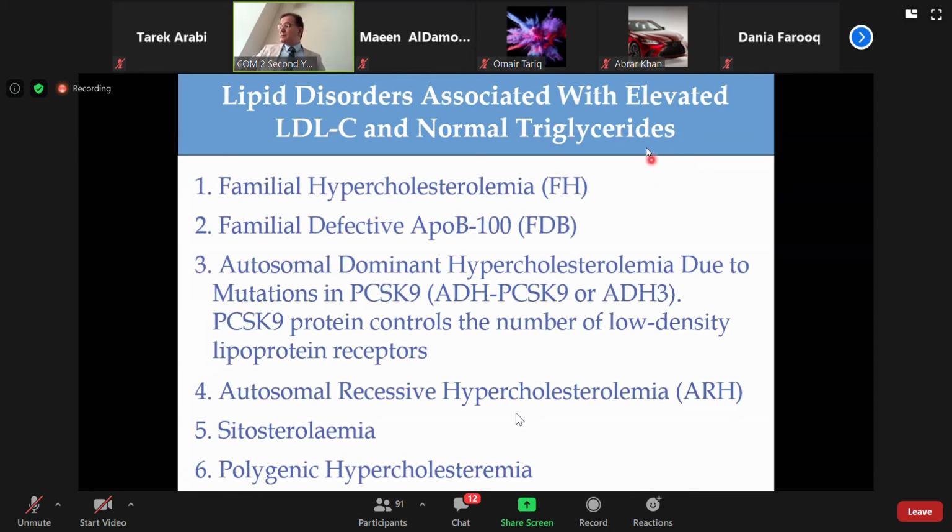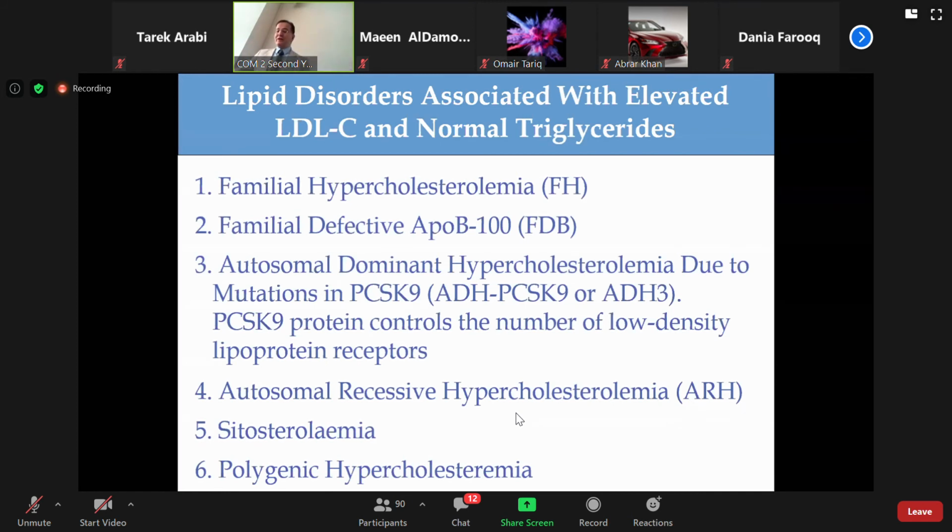These are the conditions associated with elevated LDL. Come on, I cannot see this. With LDL cholesterol, normal triglycerides. Oh, you can see them now. So you have the LDL cholesterol, but normal triglyceride. That includes familial hypercholesterolemia, which is the same one we just described in the first classification. Just this is a different classification. But at least you remember that this is high LDL cholesterol, normal triglycerides. That's how you think of it.